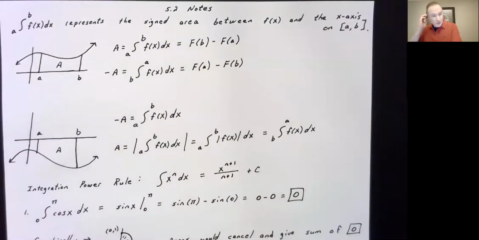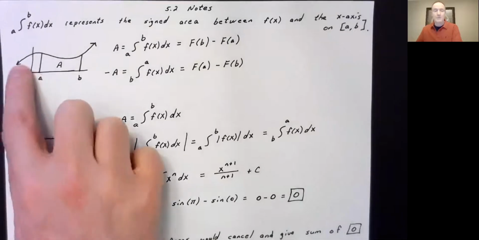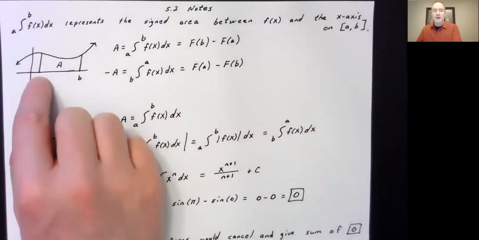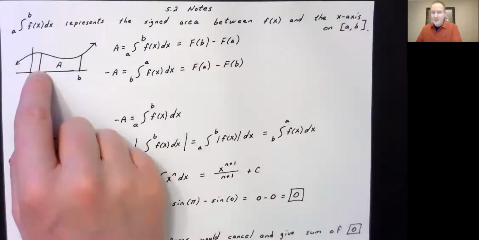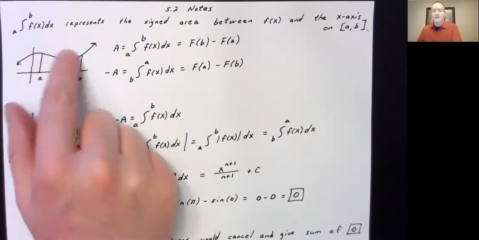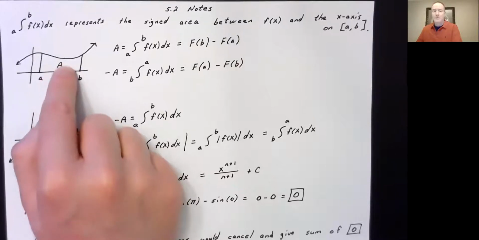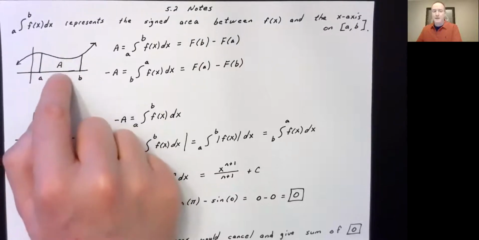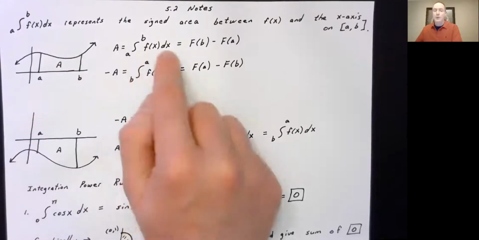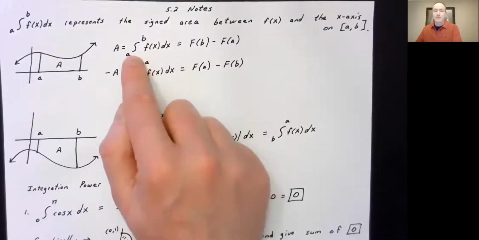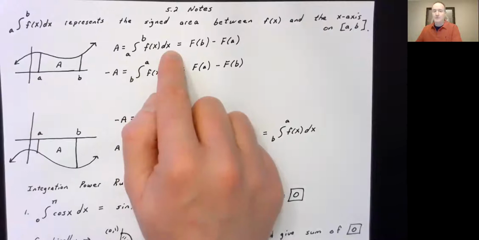So I went ahead and drew a picture here to represent that scenario. We have some arbitrary function f of x. And in this case, I drew the function f of x as an always positive function on the interval a b. And so that area between the curve and the x-axis would be represented by the integral from a to b of f of x dx.